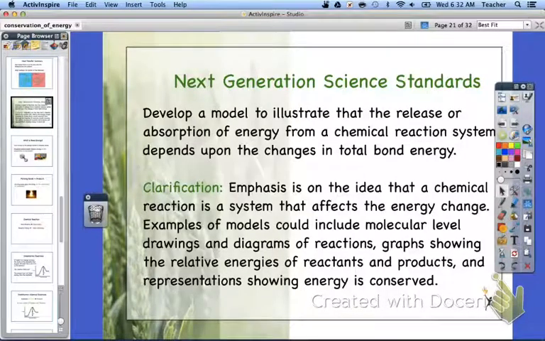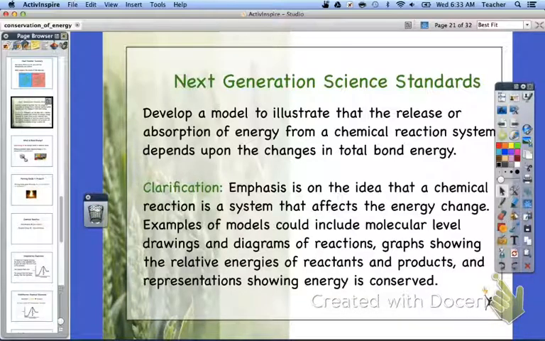The goal of this video is for you to be able to begin to meet the second goal for the unit on energy. Now you don't have to copy down the standard because I'm going to hand it out to you. But the goal is for you to be able to develop a model that illustrates that the release or absorption of energy from a chemical reaction system depends on changes in bond energy.